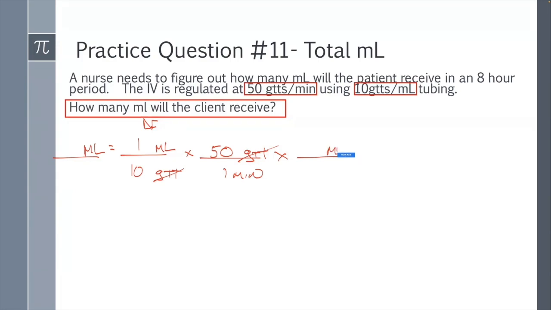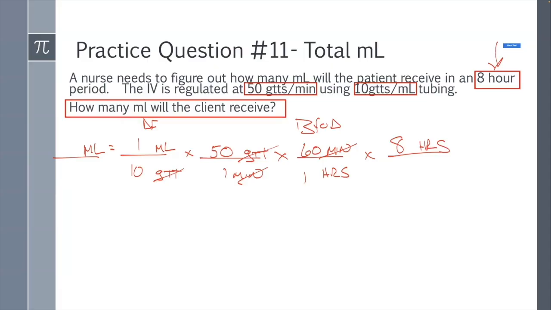So they did not give us any more minutes, but they did give us hours. So I know I can't use 8 hours yet because I have to get these minutes into hours. That means it's 60 minutes for every 1 hour. Now I have milliliters per hour. Don't need milliliters per hour. I just need milliliters. So I get my hours to cancel, and now we can use those 8 hours.